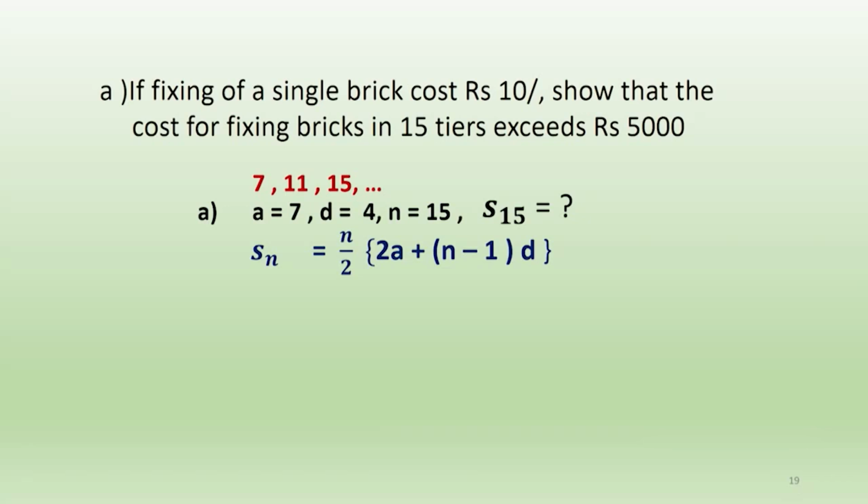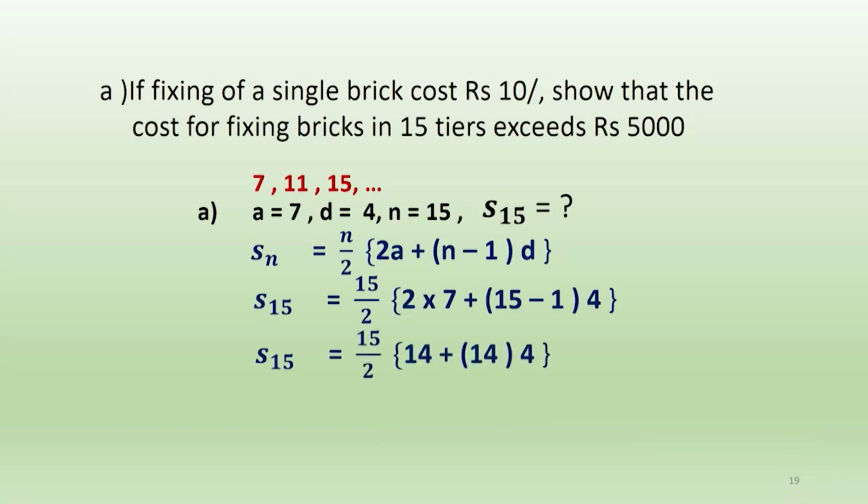Let's substitute, children. n is 15, a is 7 and d is 4. Look at that, n is 15 and we have to substitute the other values also: 15 over 2 times (2 times 7 plus (15 minus 1) into 4). Then we can get the answer by simplifying that. You should follow the correct simplification method.